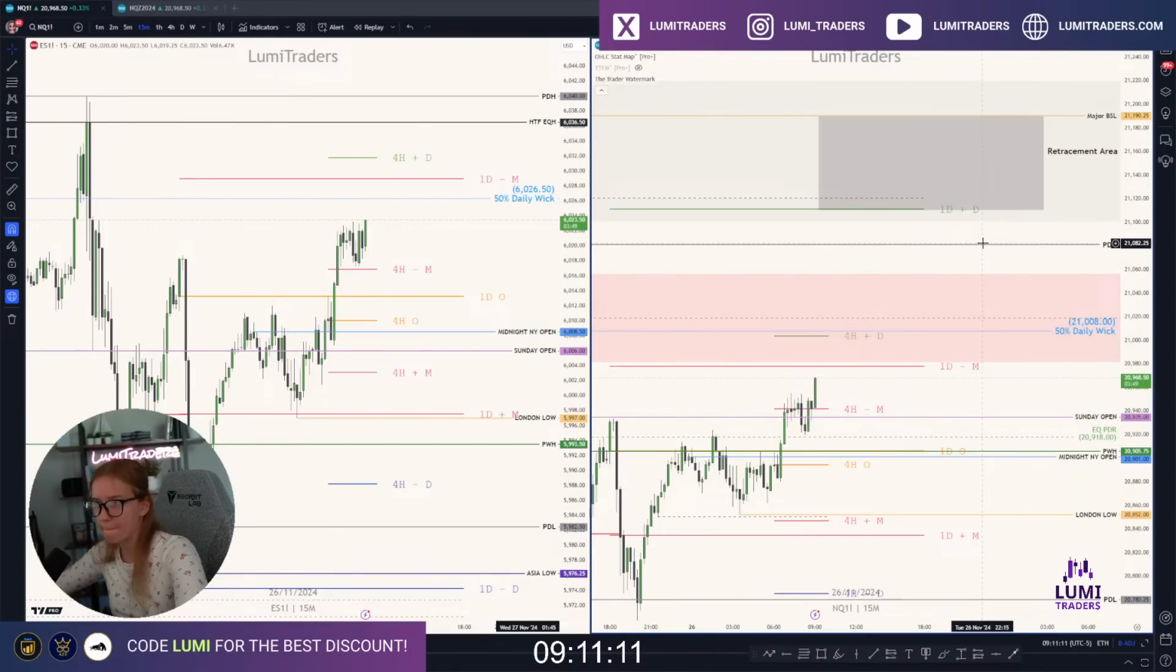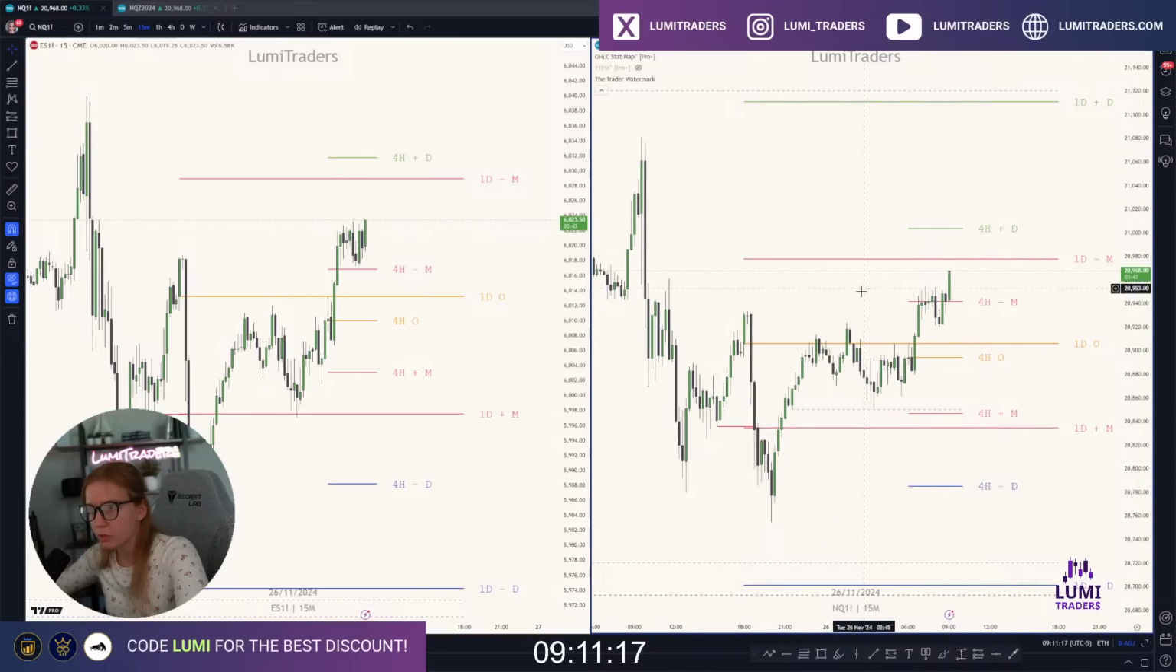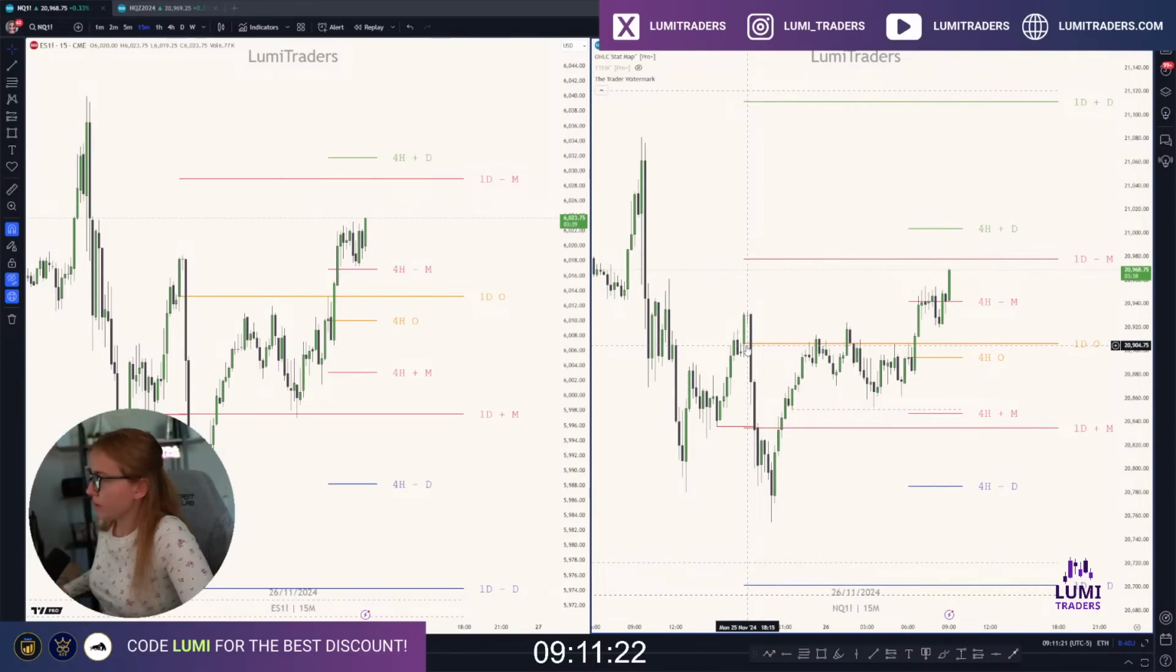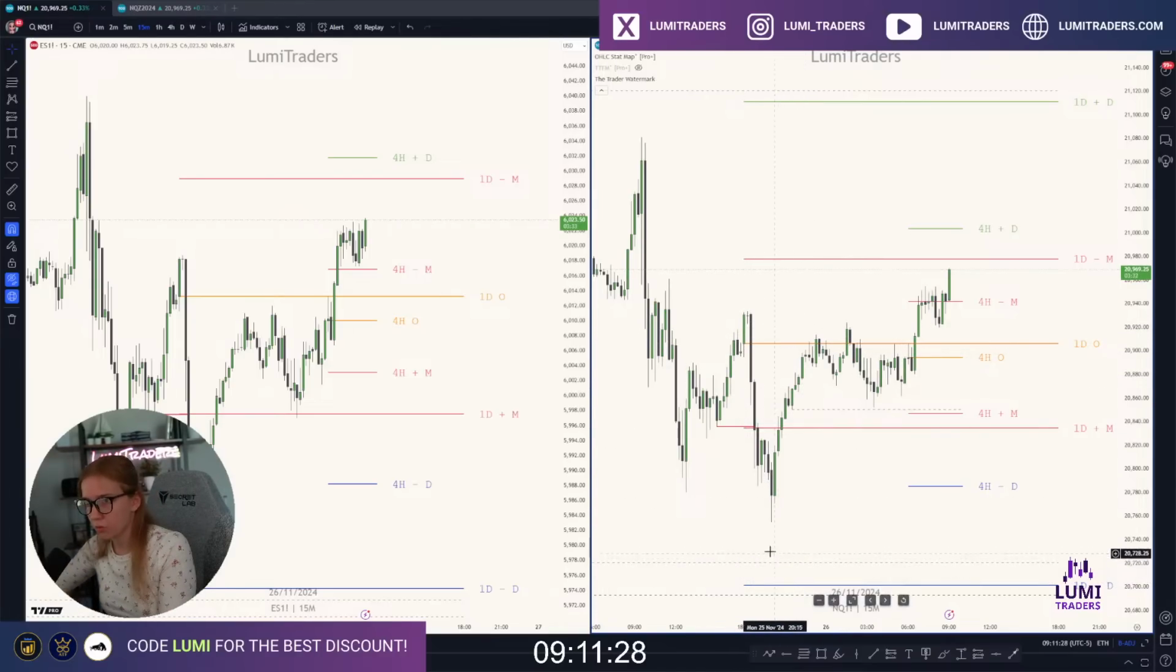Somewhere right here. Hello guys. Using this stat map indicator, let's talk about this a little bit. We got daily open based not on New York midnight open, it's based on 6 p.m. So this 6 p.m. candle opened and we got an immediate move down. We ran this sell side liquidity level, we also ran the previous day low level, right?